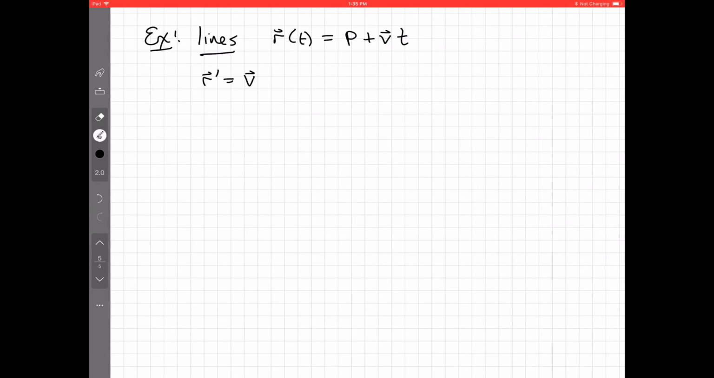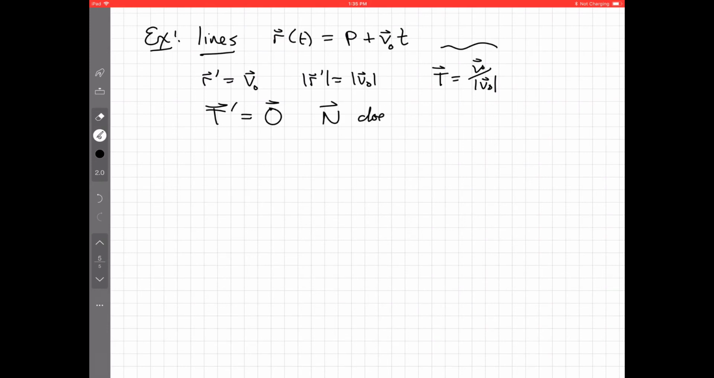This is some particular vector; you'll put a sub 0 to say it's some fixed vector. r prime is whatever the length of that vector is. So our unit tangent is just v naught normalized. How about our unit normal? So we go ahead and compute t prime. Well, this is a constant vector here. So t prime is 0. n then does not exist.